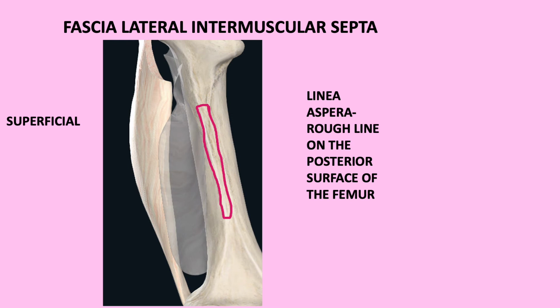The linea aspera would be the rough line on the posterior surface of the femur, and the lateral supracondylar line, which is just below the linea aspera of the femur.